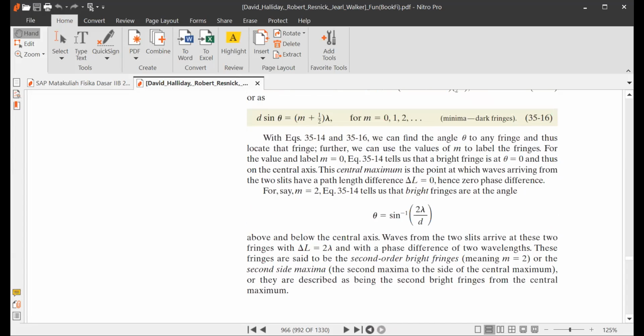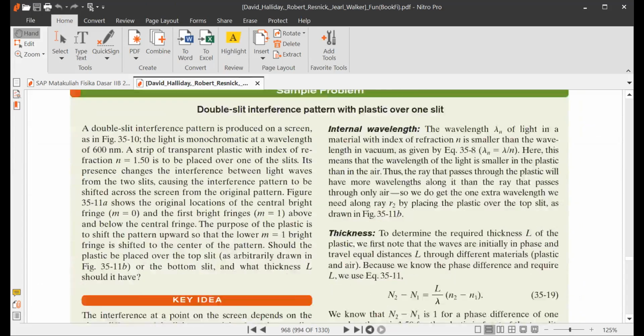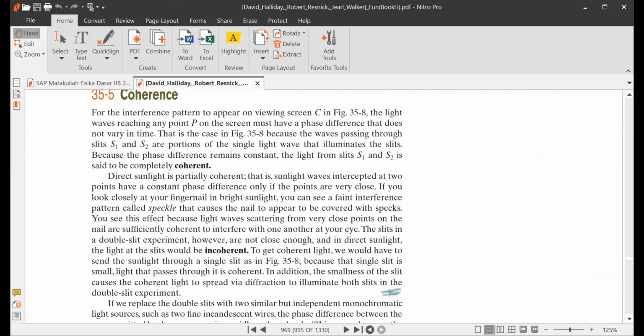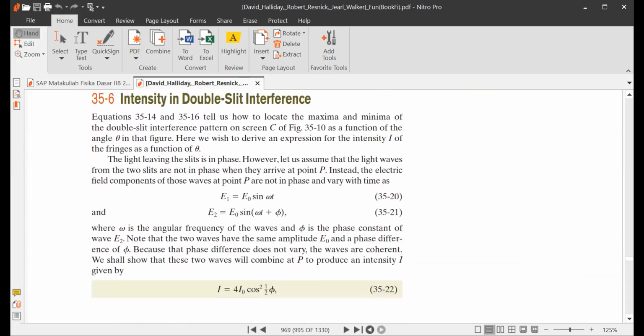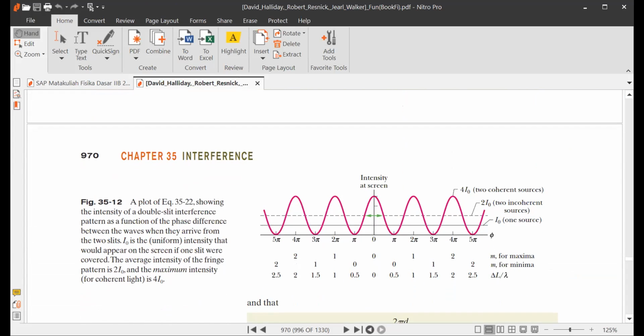What about the picture? Okay, this is the intensity of this one. So this is basically the picture of the intensity of two slits, where we omit the width of the slit, only the distance between the two slits. Okay, this is the picture.